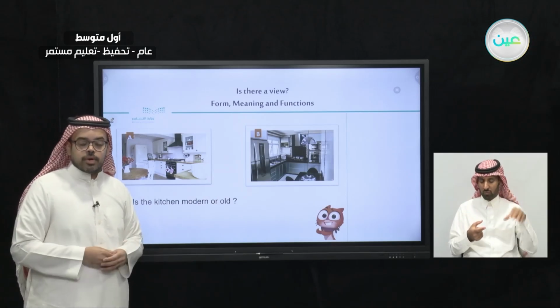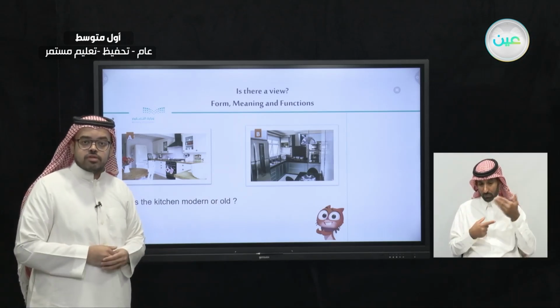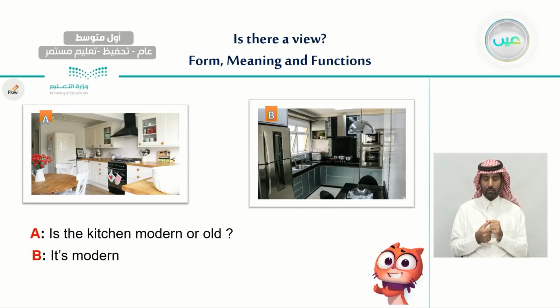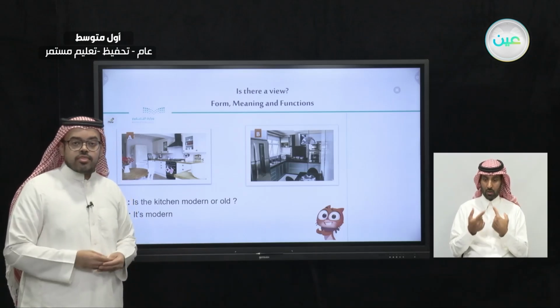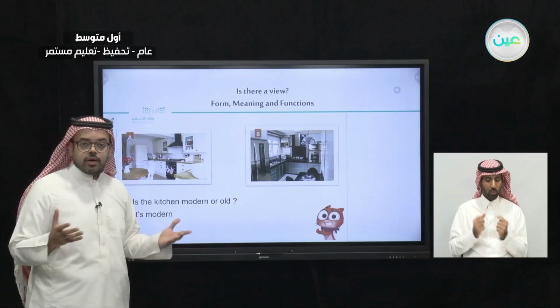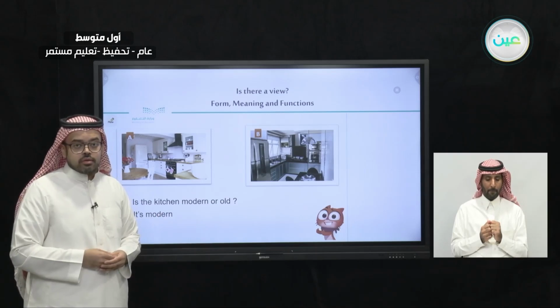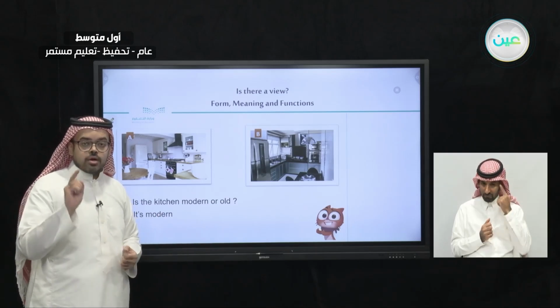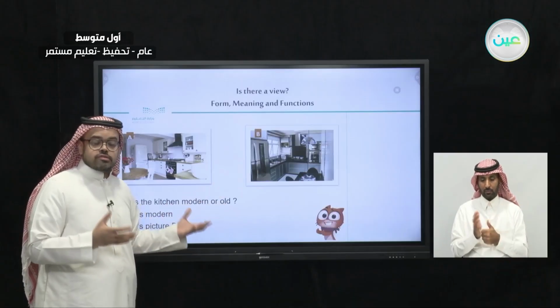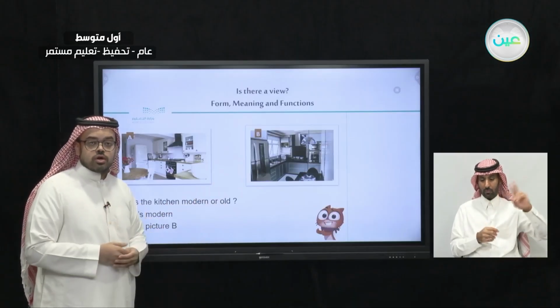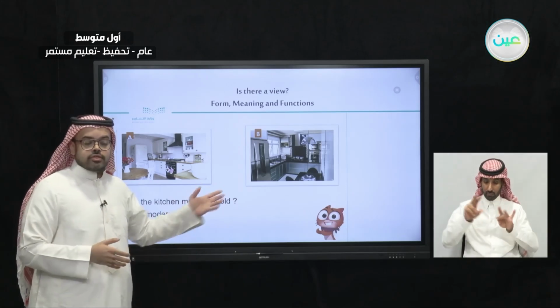So let's see what my partner has to say. My partner says it's modern. The kitchen is modern. So obviously, as we said, the picture of the modern kitchen will be picture B. So this is how we used the conjunction or in this exercise.